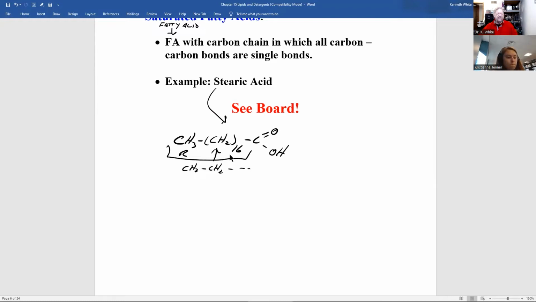If I ask on a test, draw the structure of stearic acid, you should know that. If I write this molecule and say, give me the common name, it's stearic acid. Nobody calls it octadecanoic acid, even though that is the IUPAC name. Nobody uses it.